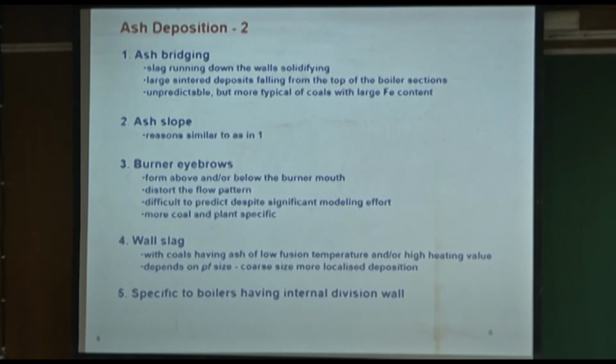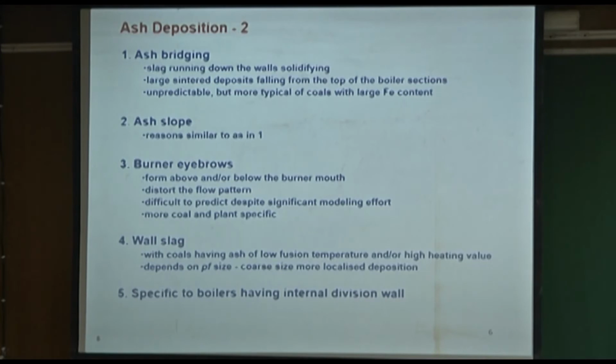I forgot to write in here Fe2O3 ash composition. So I will show you some photographs of samples of very high iron containing ash and very high calcium containing ash later on. Ash slope: the problems that happen in the ash slope are similar to the ash bridging.